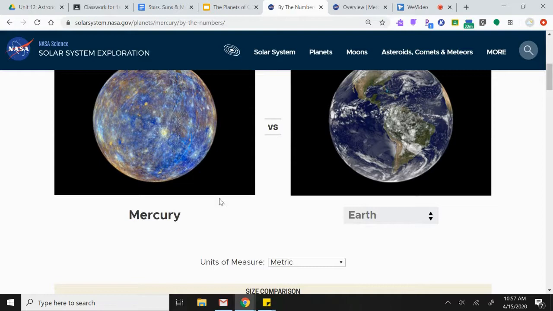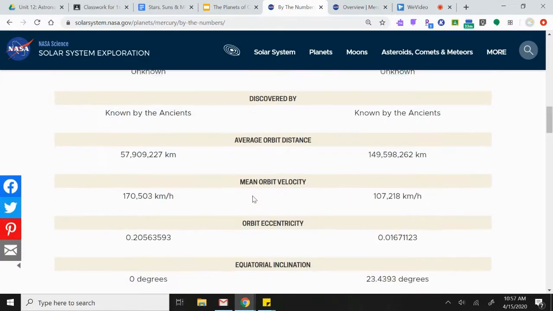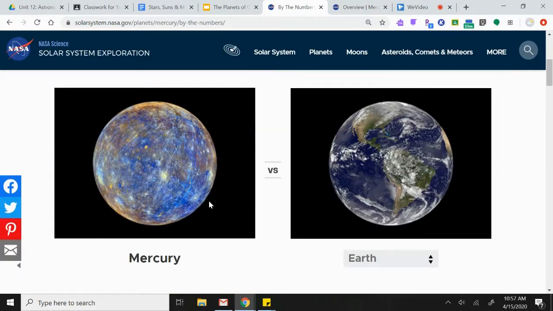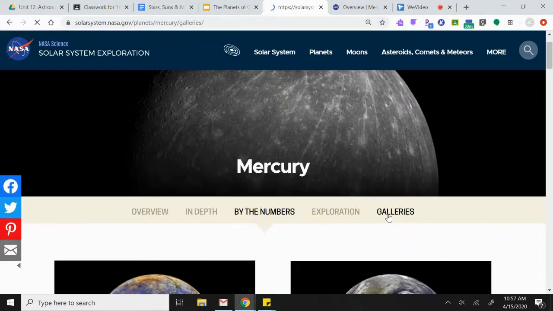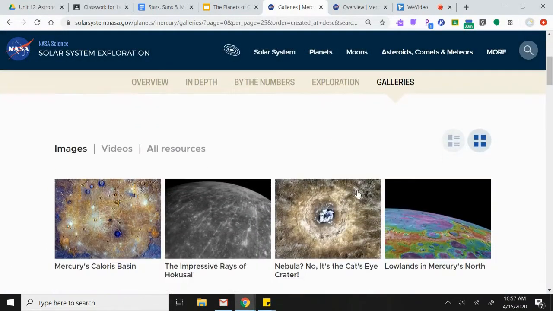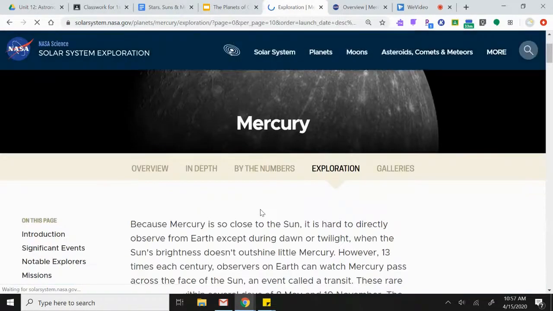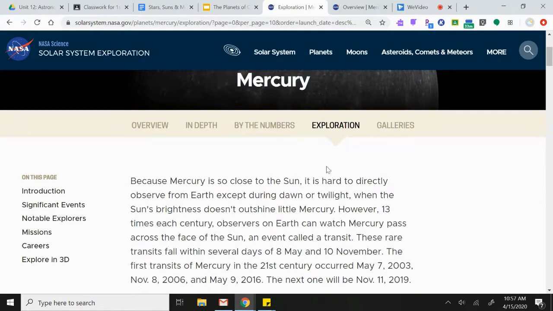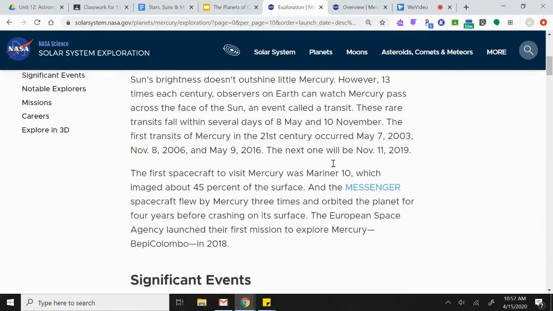So this is kind of cool. We've got that comparison, which you'll be doing a little bit later, where you can see here's Mercury, here's the Earth, and you'll be doing some compare-contrasts in a project later next week or the week after. And then there are also some gallery pictures and explorations, what we have explored looking at Mercury. These are some pretty good things to sift through when you have some time, when you are sitting and chilling, or when you are doing the last project for us.